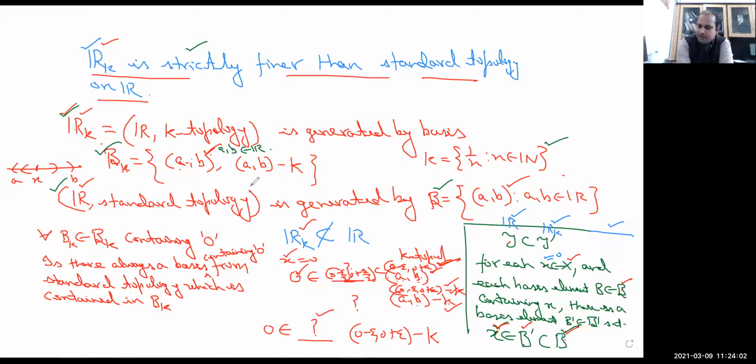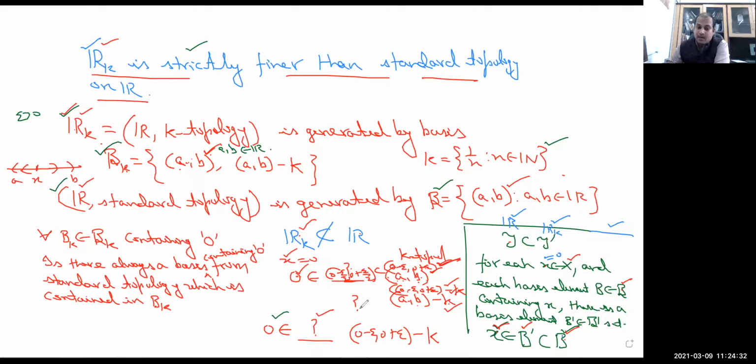Okay, so did you understand the problem? What is given? 0 is given to you and for all basis members. Let me explain. For all basis members from the K topology, look here, basis members from the K topology are of the type open interval (a, b) or (a, b) minus K. So let me replace this a as 0 minus epsilon and this b as 0 plus epsilon, where epsilon is greater than 0.